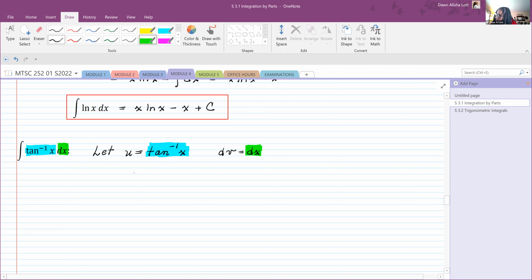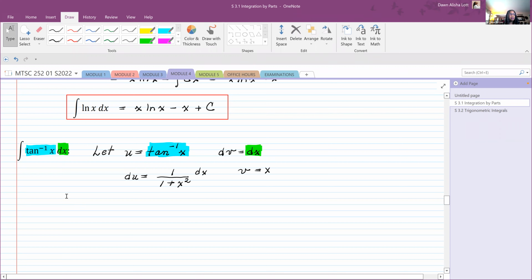Now the derivative of u. What's the derivative of the tan inverse, guys? It's 1 over 1 plus x squared. Good. And then we get to integrate dv. v is equal to just x.